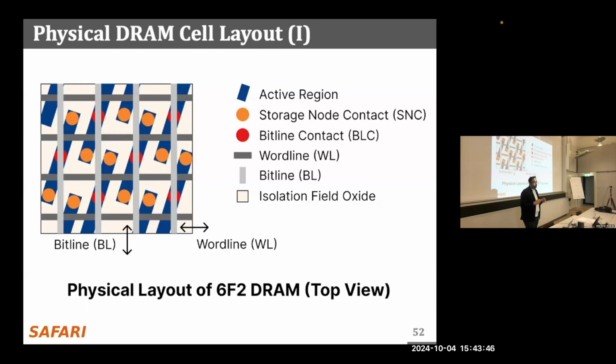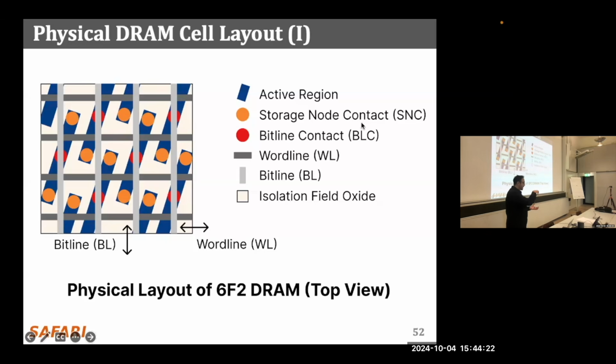We need to keep in mind that the goal here is to increase density as much as possible, right? So we do not put one DRAM cell here, another DRAM cell here, another DRAM cell here. DRAM cells are actually in this tilted way. We have this thing called the active region, this blue part here, and on both sides of the blue part we have two storage nodes. These storage nodes are essentially your capacitors.